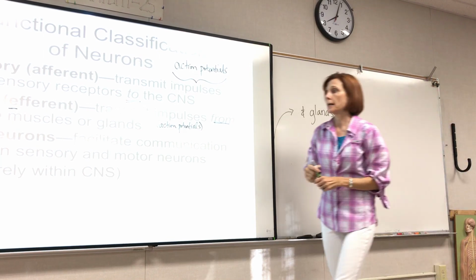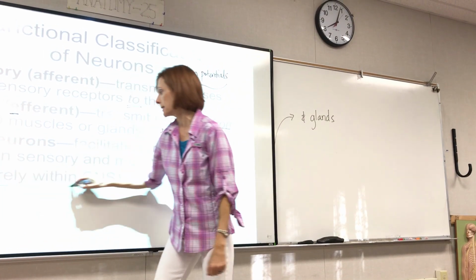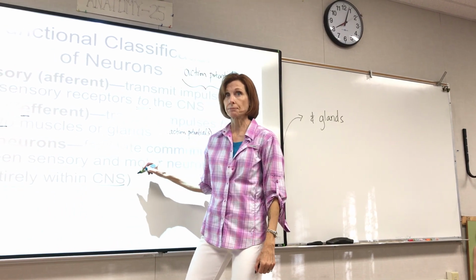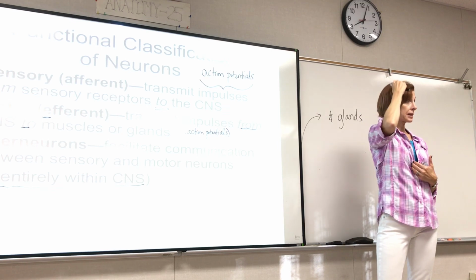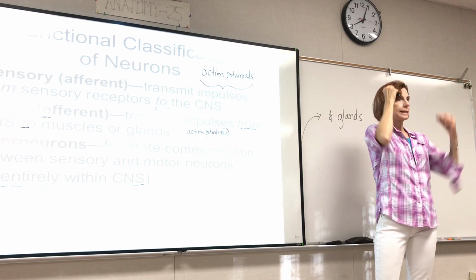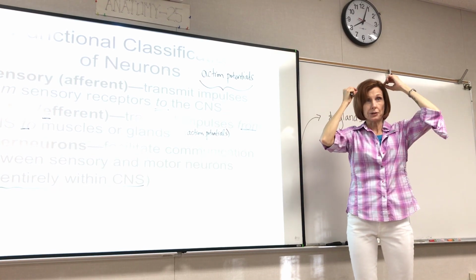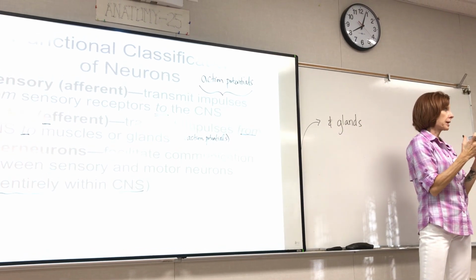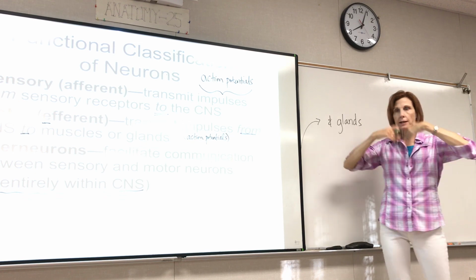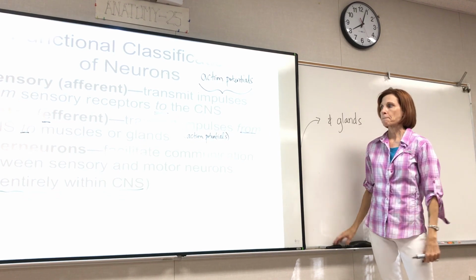As long as they lie entirely within the CNS, it is called an interneuron. So again, some of these are longer, but some are going to be very short, just connecting areas that are right next to each other in the brain. And so this is what allows parts of the brain to communicate, and allows the brain and spinal cord to communicate.